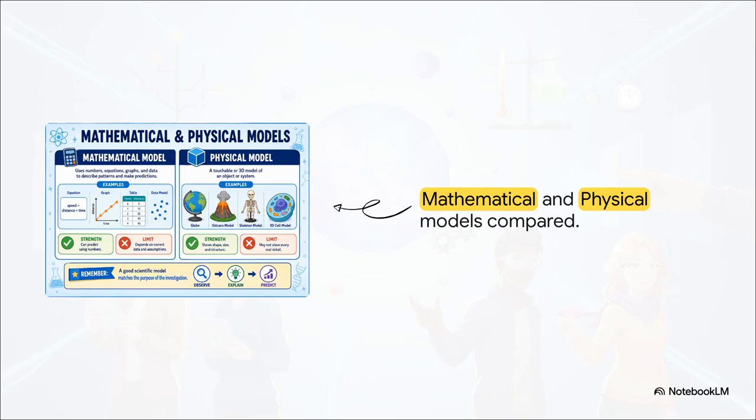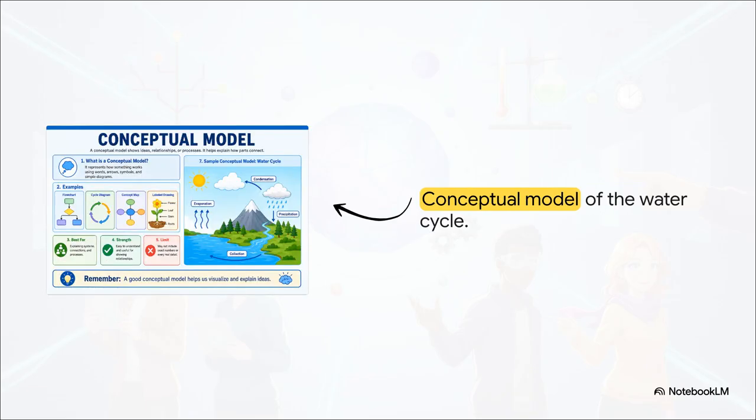A physical model's absolute greatest strength is showing true shape, relative size, and physical structure. And then there's our third tool, the conceptual model. These models show ideas, relationships, or processes using words, arrows, and simple diagrams. A great example is a diagram of the water cycle. It helps us easily visualize how different invisible processes connect. You can clearly trace the path from evaporation up to condensation to precipitation and all the way back down to collection. It's the absolute best tool for explaining how different parts of a system communicate with one another.